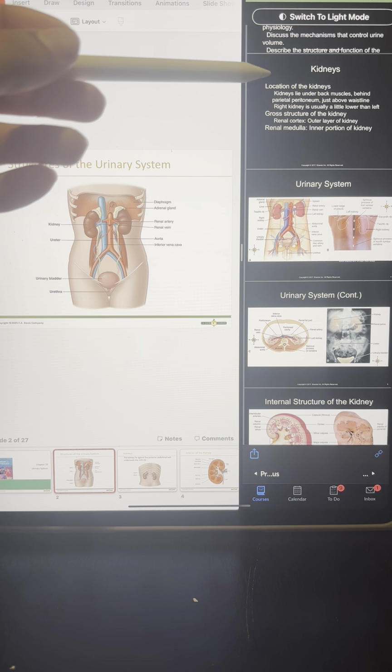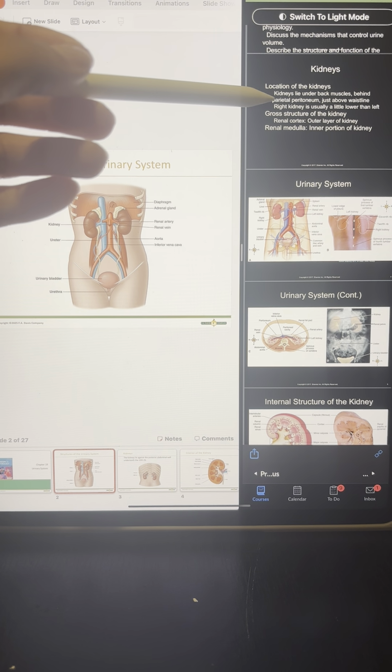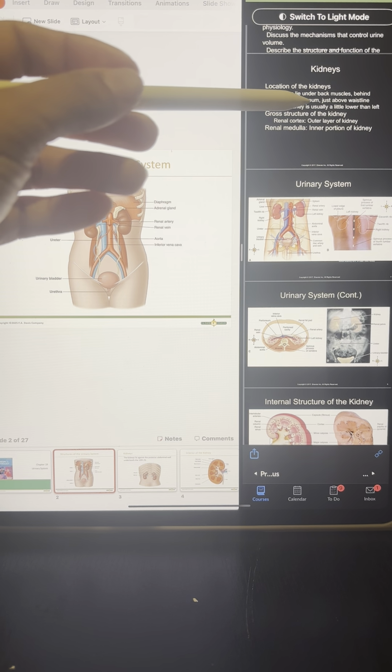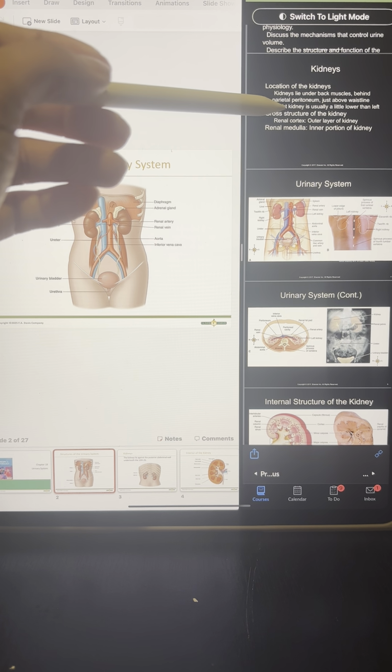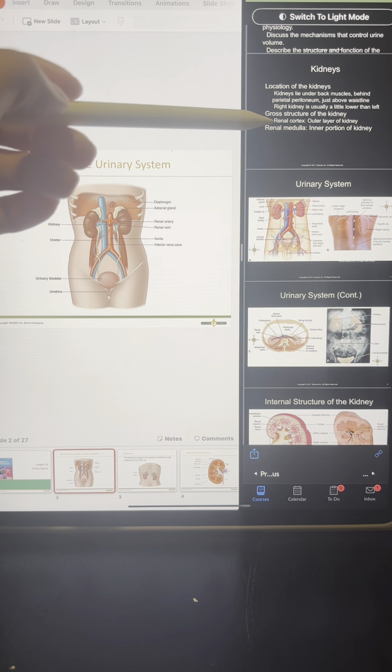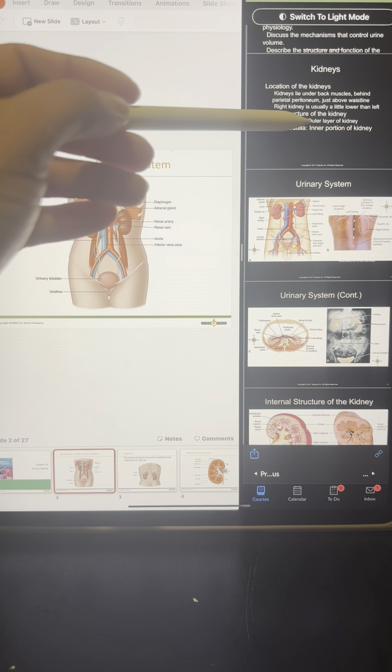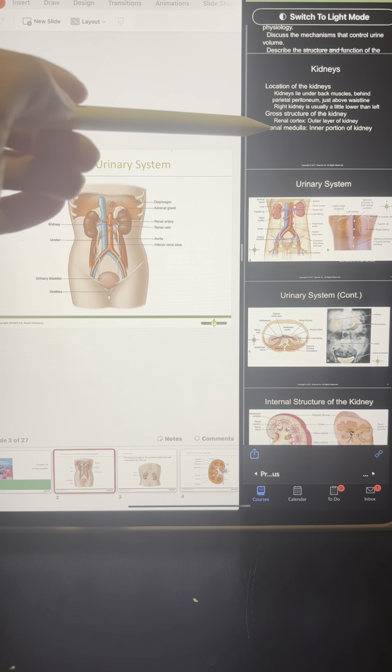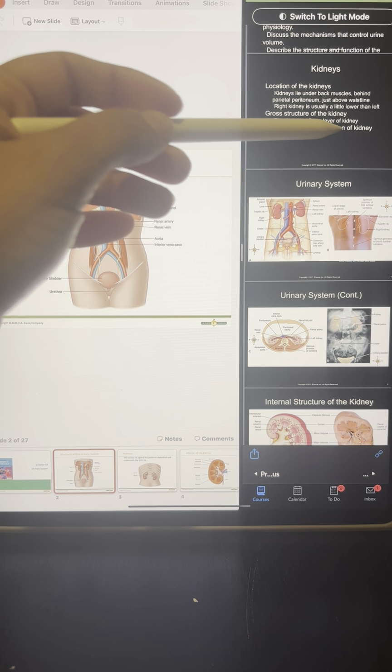So kidneys, location of kidneys. Kidneys lie under the back muscles, behind parietal peritoneum, just above the waistline. Right kidney is usually a little lower than the left. You've got your renal cortex layer, which is the outer layer of the kidney, and you've got the renal medulla, which is the inner portion of the kidney.